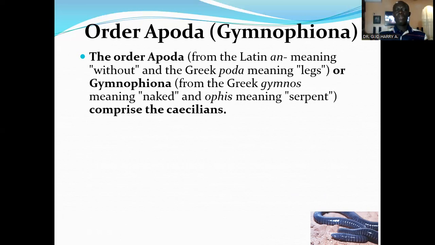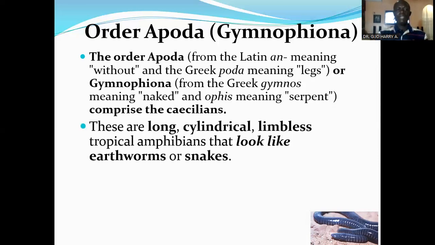It is also called Gymnophiona, and that word is derived from the Greek word gymnos, which means naked, and ophis, which means serpent. So it means naked serpents, because they do not have those scales that are found in the serpents. And they comprise the caecilians. This order consists of the caecilians.